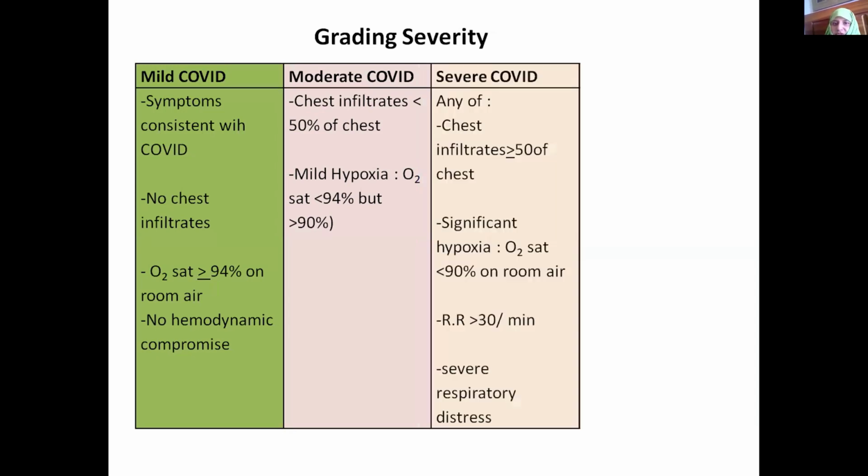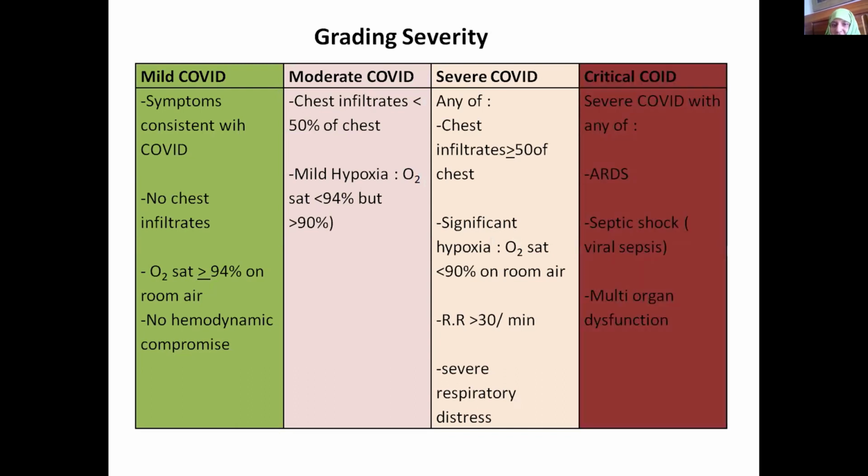Then you go on to severe COVID disease, where you have a denser chest infiltrate of more than 50% of the chest, significant hypoxia with less than 90% on room air. The respiratory rate might be 30. Any of these, if present, qualifies as severe disease, or you have severe respiratory distress observed in the patient. And then critical COVID is severe COVID with any of ARDS, septic shock, and multi-organ dysfunction. So this is from Pakistani guidelines and how we grade severity in our patients.